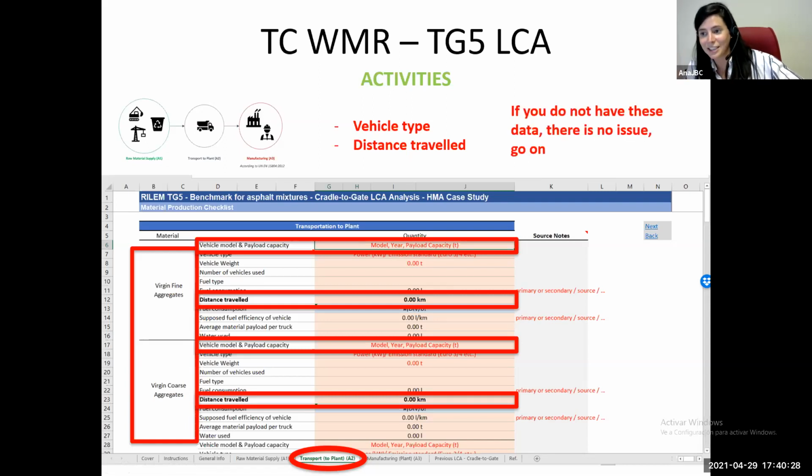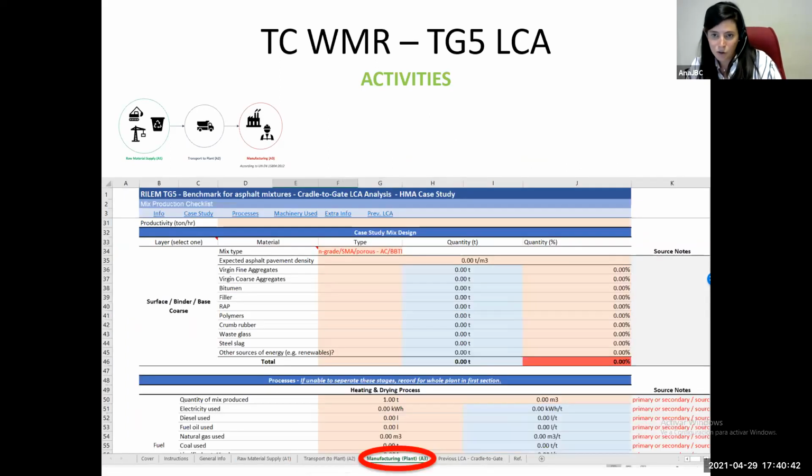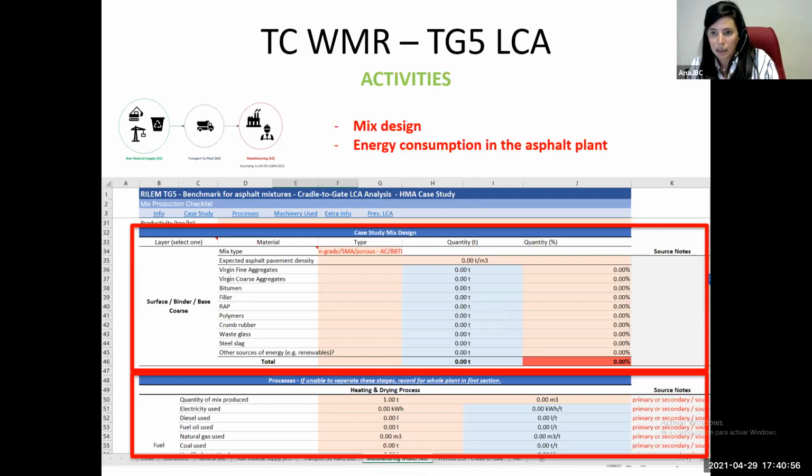Again, if you don't have this data, it's not a problem. You can continue providing something else even more important than that, or at least tell us, oh, I don't have this data, and we will see what to do. Because the most important data that we need is in the third life cycle stage, that is during the manufacturing. And what we put here in the template is the mix design and the energy consumption in the asphalt plant.